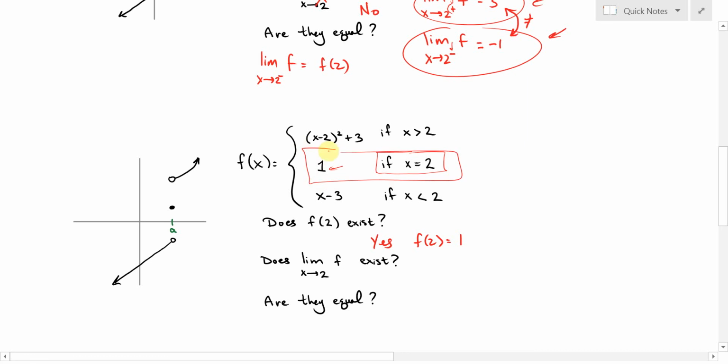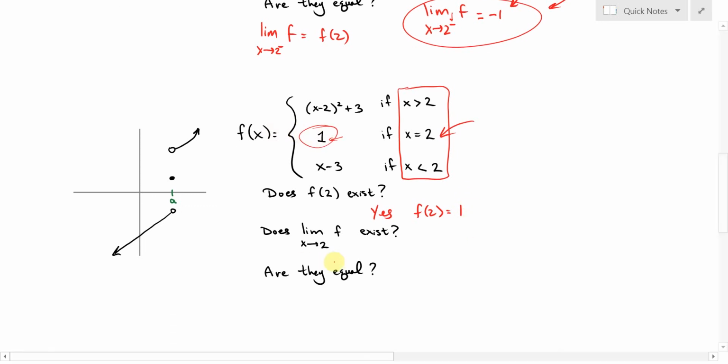When you're looking at a piecewise function and evaluating a point, you first look at these conditions and ask, which condition do I need to use here? When I plug in f of 2, we would use the condition that x equals 2. And that means that the function's value is 1.